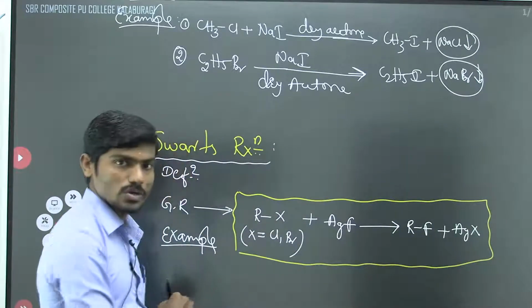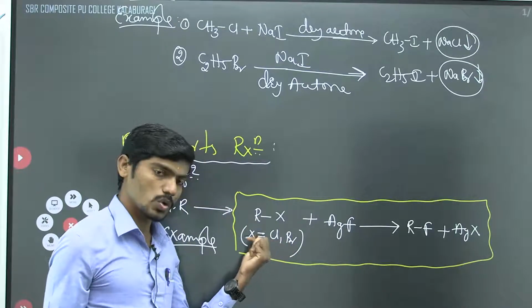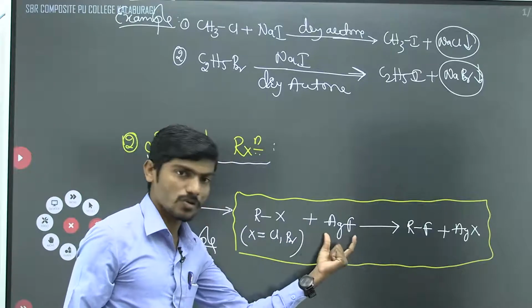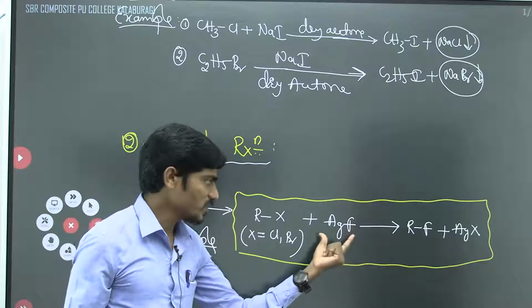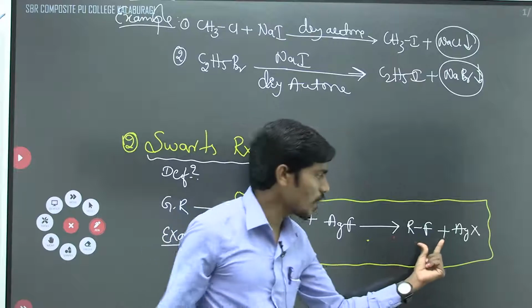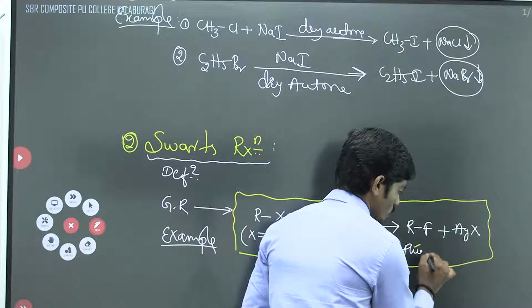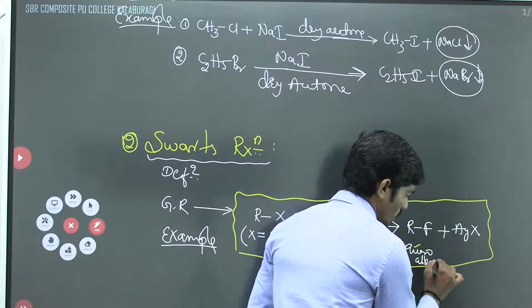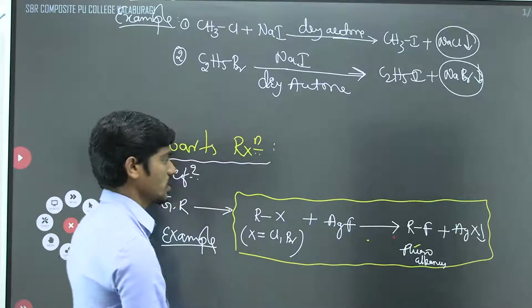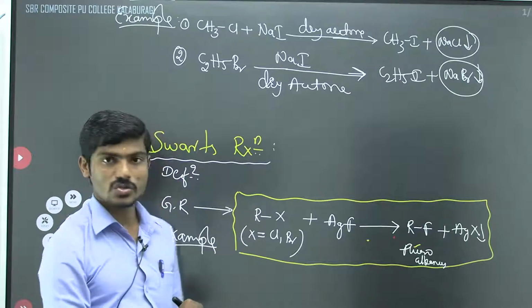Swarts reaction. What is the definition? When alkyl halide, that is chloroalkanes or bromoalkanes, is treated with a metal fluoride, such as silver fluoride, this gives rise to the product fluoroalkanes. So this reaction is known as the Swarts reaction.